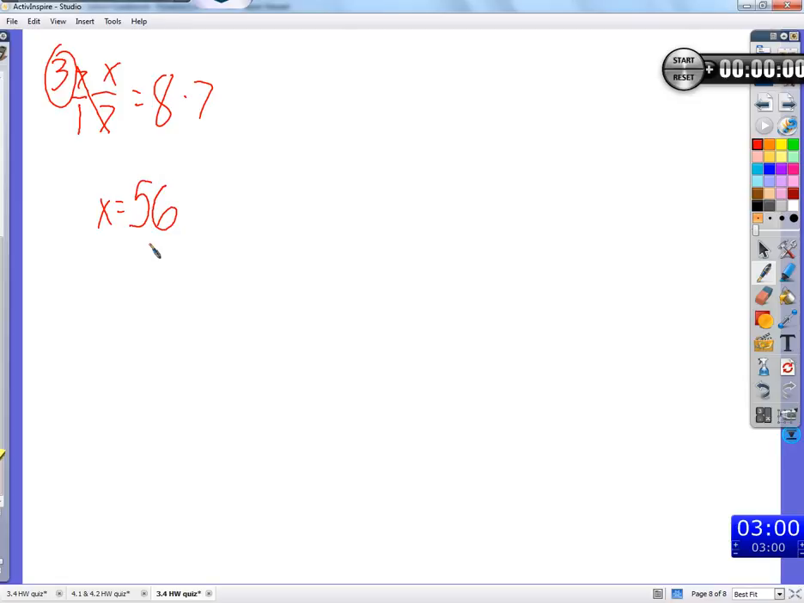What's next? Hunter? Number 10 on solve the equation, the first one. This one? Yeah, the five? That one. Oh, this one? Yeah, right here. Negative 21x over 7 minus 5x equals 24.